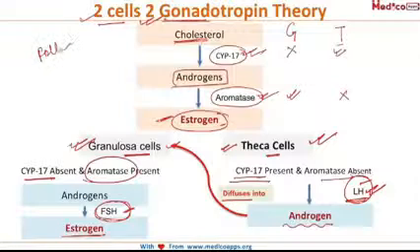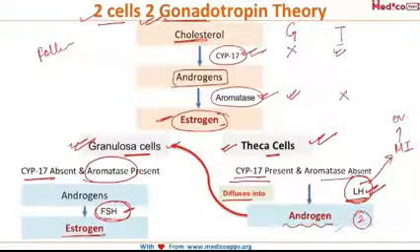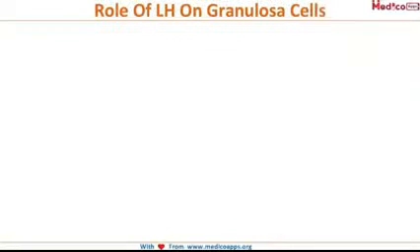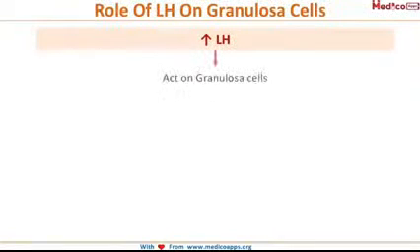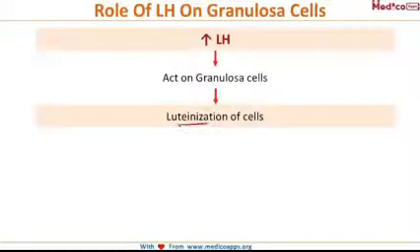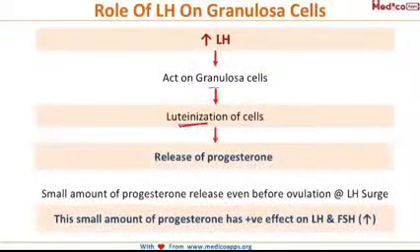Now the action of LH, we had already discussed that it helps in the resumption of meiosis I leading to ovulation. Then second, we saw here that it leads to the formation of androgens. Now the third, it acts on the granulosa cells, and here it causes luteinization of the granulosa cells. And from these luteinized granulosa cells, progesterone is released.